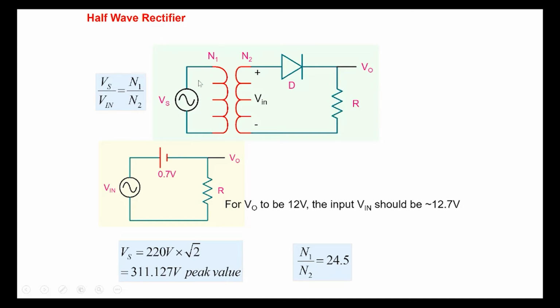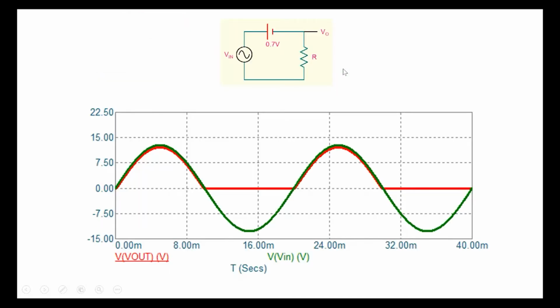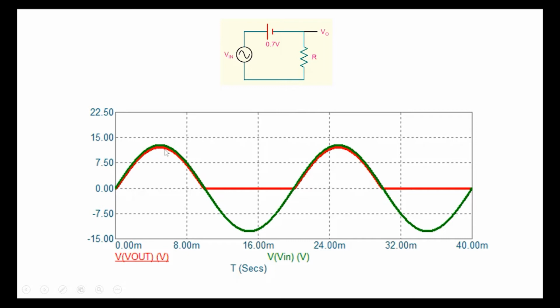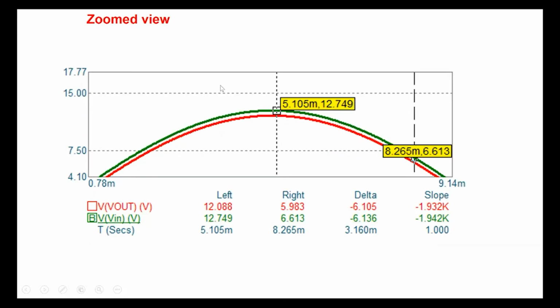And so if we use a transformer with this kind of a turns ratio, then we'll be able to get here 12.7, and here we'll get 12 here. So let's see if that happens here. So we've connected a transformer, and if we simulate this particular circuit, then this is what we obtain. Note that the output is in red, very close to 12 volt here, and so the input is about 12.7. You can see here the output is close to 12. You can see it here, 12.088 here.